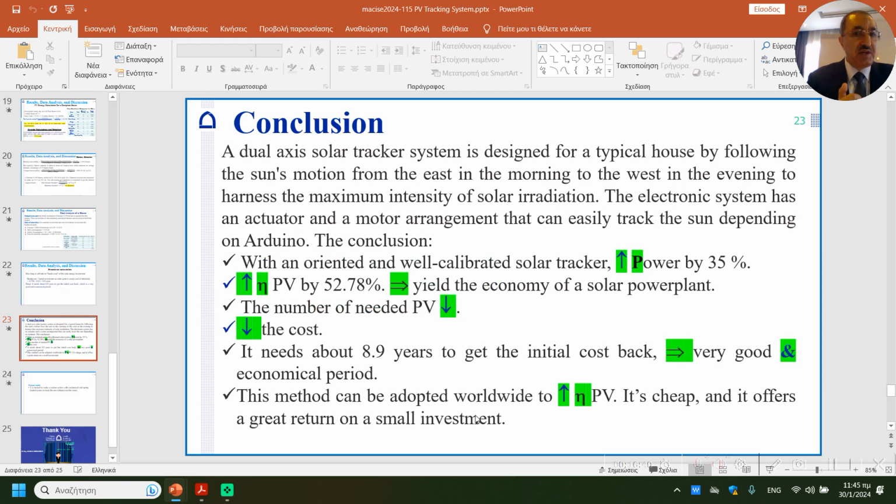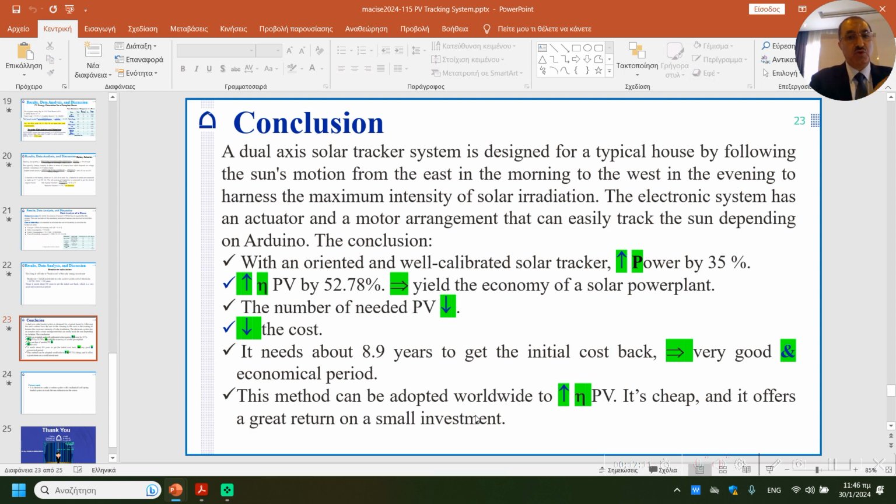As a conclusion, let me summarize everything. We have a small design for a dual axis solar tracking system. We designed it for one house, and the system will follow the motion of the sun from morning to evening during all the year, with no need for any adjustment during the year, the month, or the day, because it has all the sensors necessary for following the light of the sun all over the year.